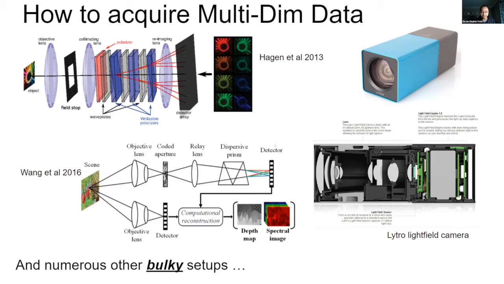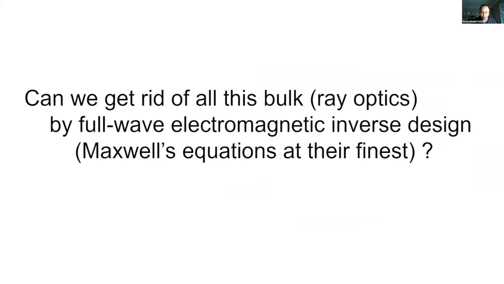One example that is really recent is you have to put together two bulky setups to be able to acquire these data in a single shot. So the point here is the complexity of the experiments. The measurement devices are really unwieldy and not good for all kinds of situations. So the question that really motivated us is, can we get rid of all this bulk?